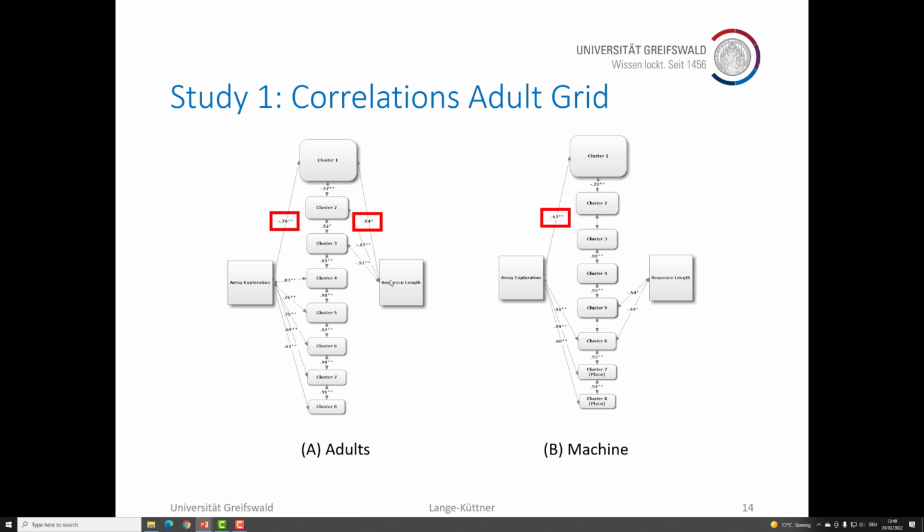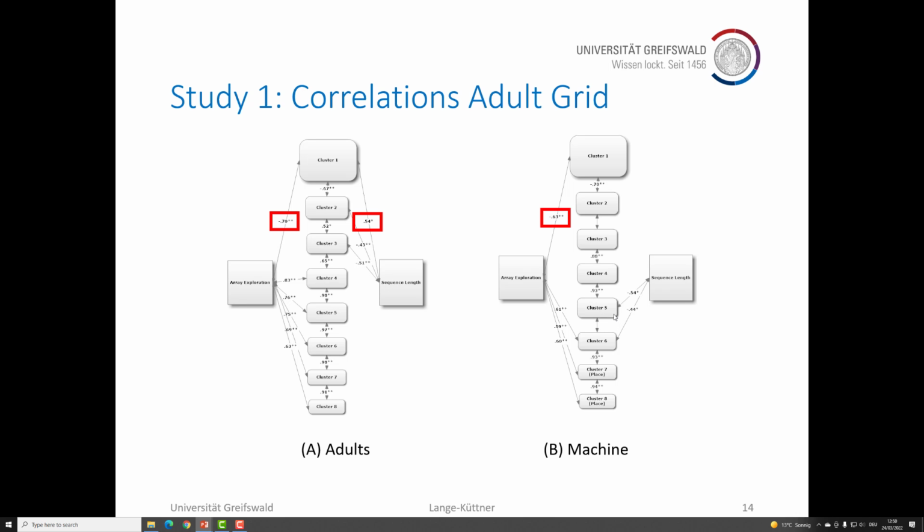Now we find exactly the same correlational pattern for the adults. On the left are the correlations for the adults, and on the right the correlations for the machine. We see that the direction was the same: a negative for array exploration and a positive for sequence length for the primary cluster, and the reverse for the smaller clusters, with positive high correlations with the smaller clusters and negative correlations with sequence length.